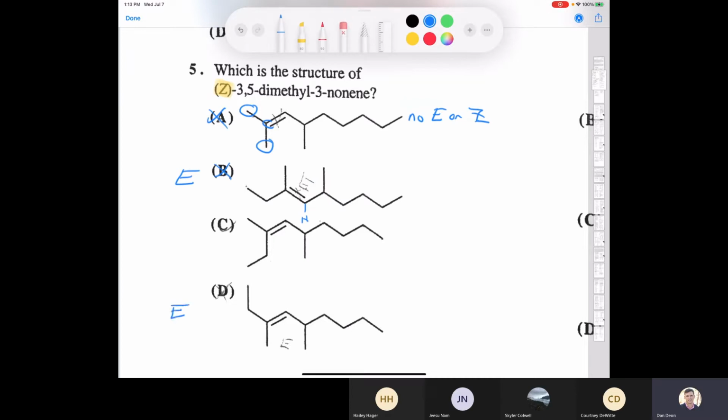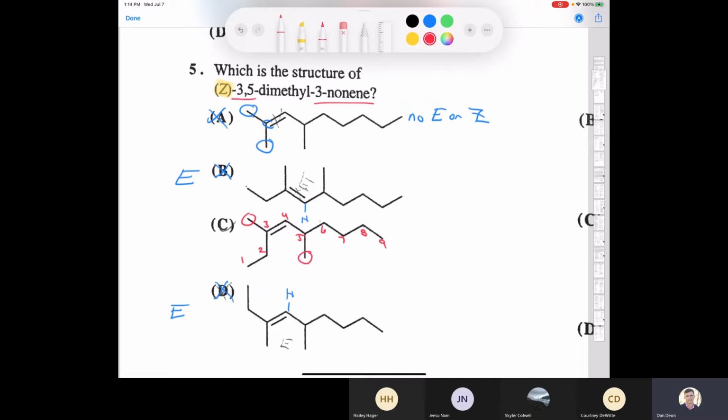How do I know? I have the ethyl group, which is higher priority, and I have all this group over here and a hydrogen here. So this one we can also cross off the list. Whereas if we look at C, which we know again is the right answer, you can see that if we have our longest carbon chain, we go 1, 2, 3, 4, 5, 6, 7, 8, 9. So this is some kind of 3-nonene, which is good. We have methyl groups at carbons 3 and 5, also good.